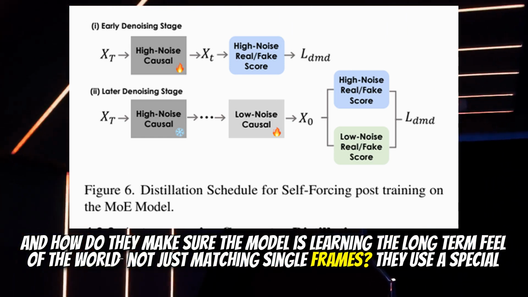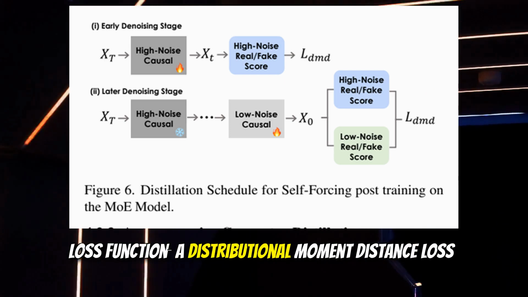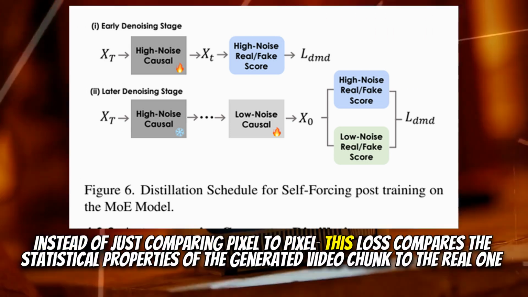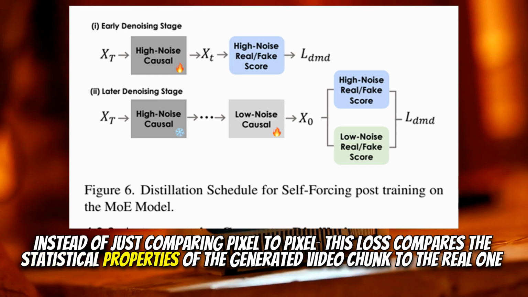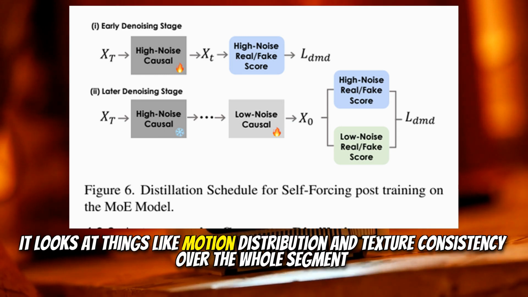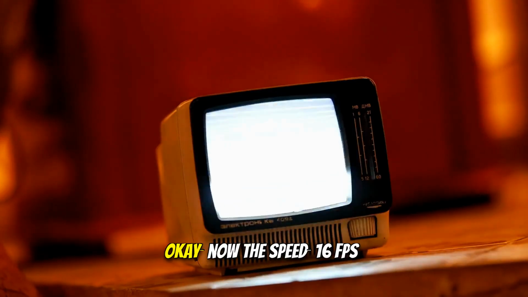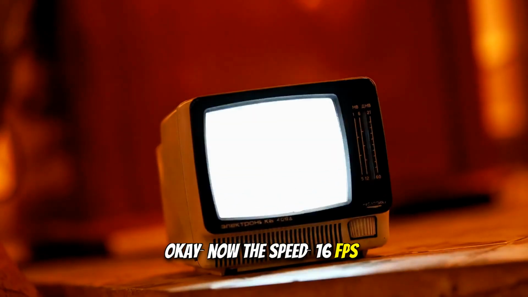They use a special loss function, a distributional moment distance loss. Instead of just comparing pixel to pixel, this loss compares the statistical properties of the generated video chunk to the real one. It looks at things like motion distribution and texture consistency over the whole segment. This helps it avoid those tiny frame-by-frame errors that add up over time. Okay, now, the speed. 16 FPS.